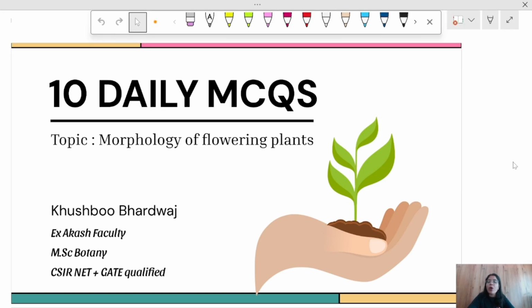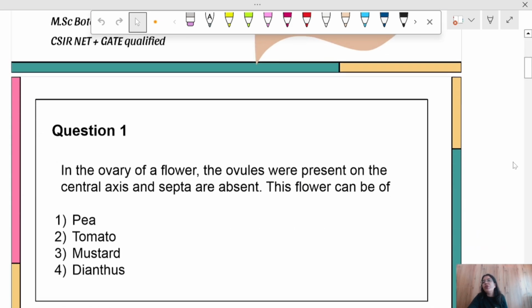Today we are going to solve 10 questions from the chapter Morphology of Flowering Plants. And you know very well that this chapter is very easy if you learn all the examples which are given in NCERT. Right? So please revise them and let's practice the questions. Okay, first question you can see here.